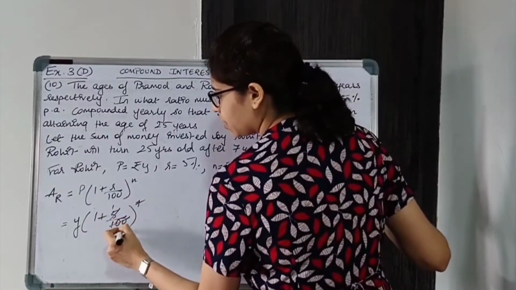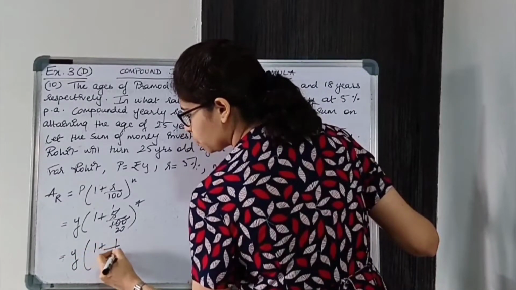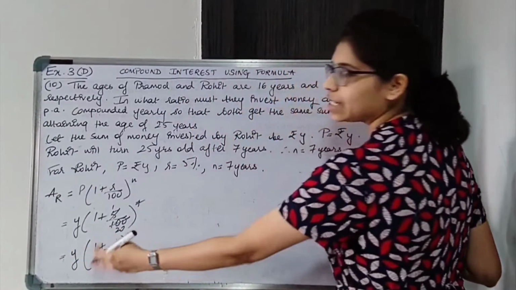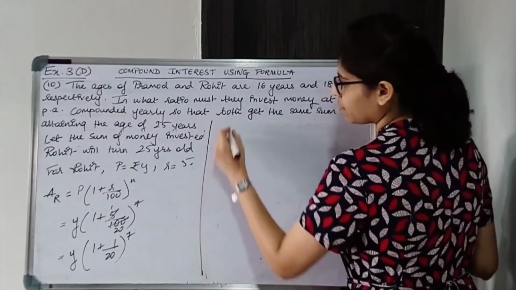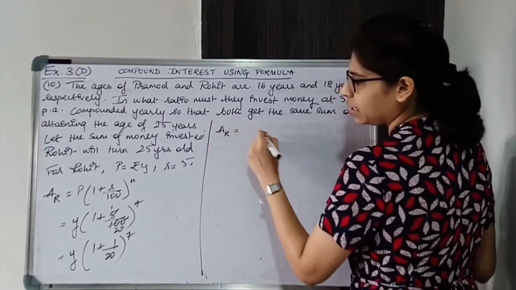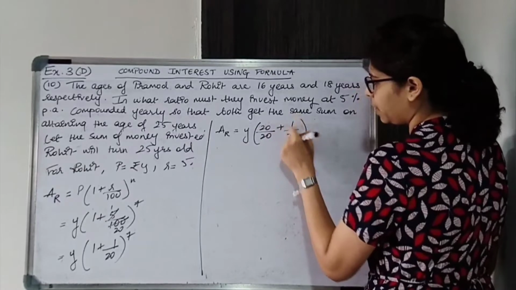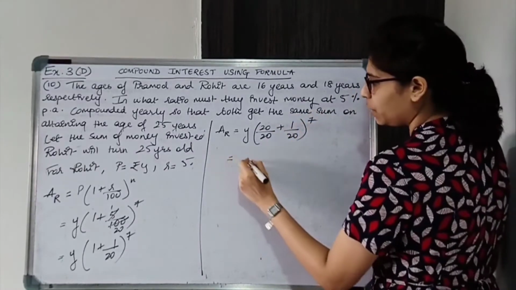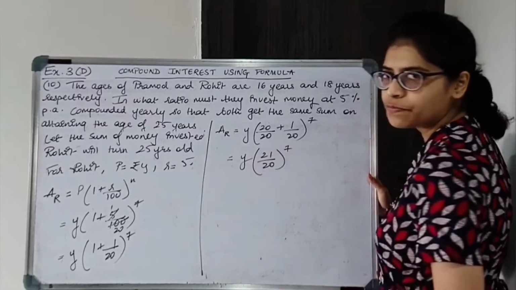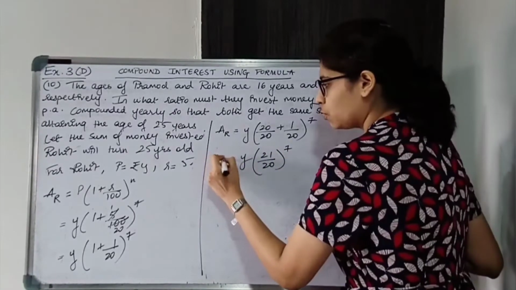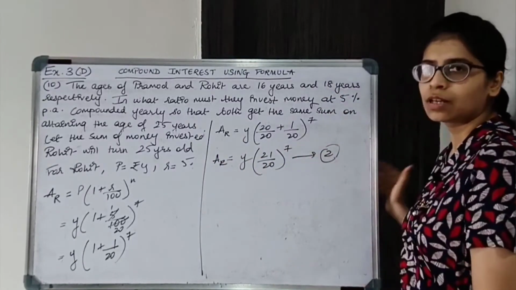5 ones are 5, 20s are 100. So we get Y into 1 plus 1 upon 20 raised to 7. Let's take LCM and solve the bracket first. Okay. So AR is equal to Y into 20 upon 20 plus 1 upon 20 raised to 7. So we get Y into 21 upon 20 raised to 7. Okay. So AR is equal to this, mark this as 2.